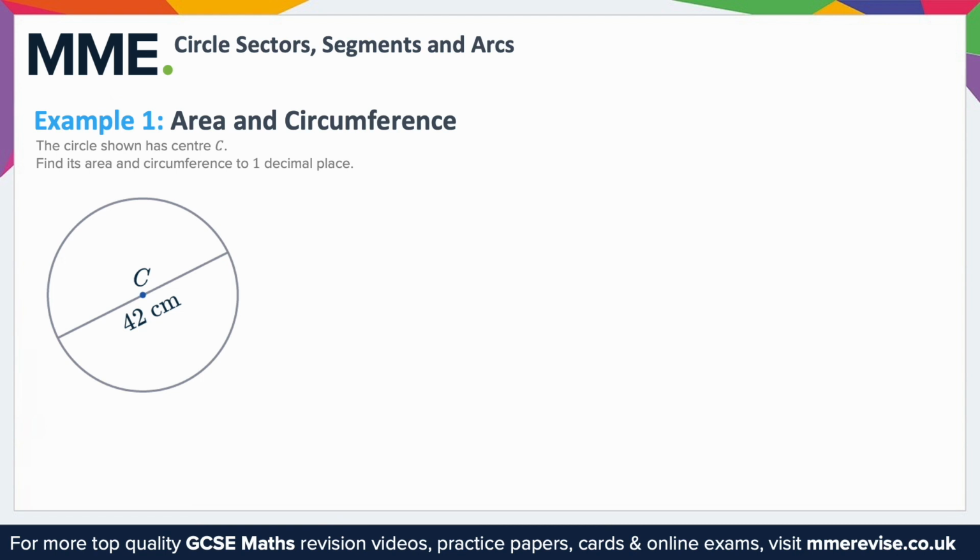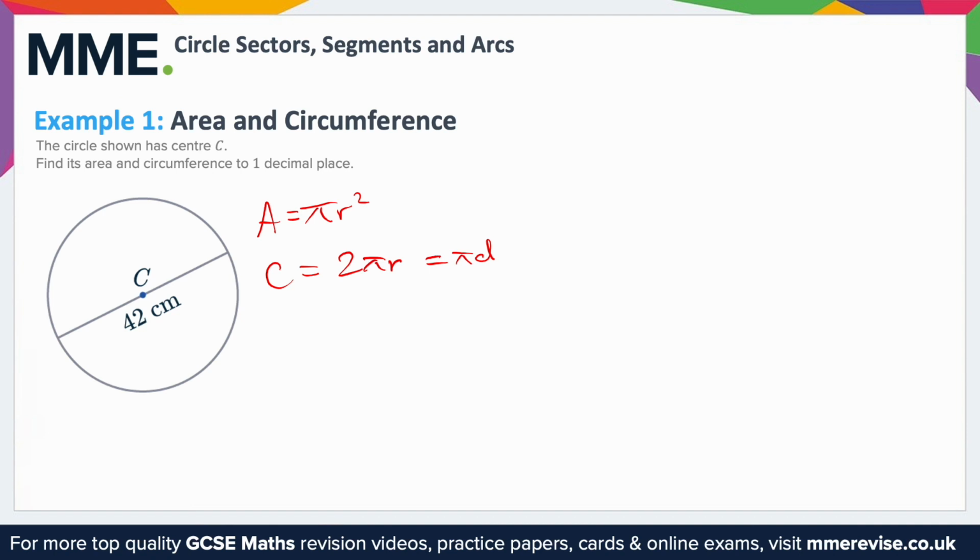Example 1, area and circumference. The circle shown has centre C. Find its area and circumference to one decimal place. So recall, the area of a circle is calculated using pi r squared, A for area, so A equals pi r squared. And the circumference can be calculated in two different ways, either 2 pi r or pi d.